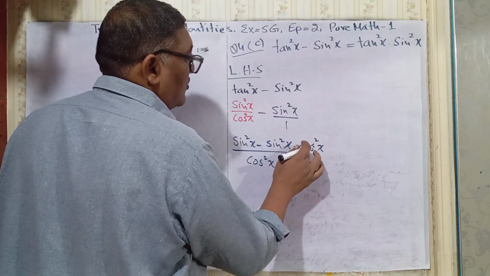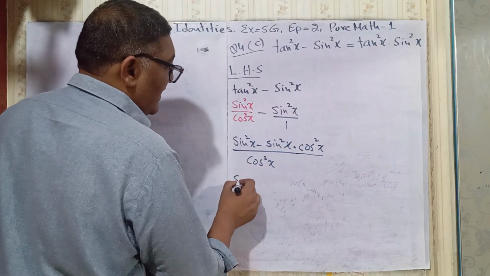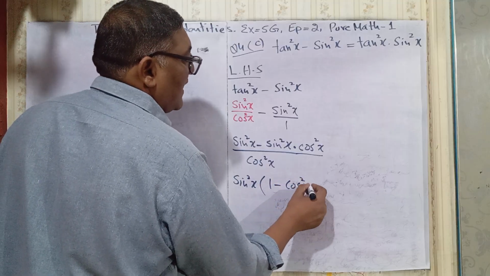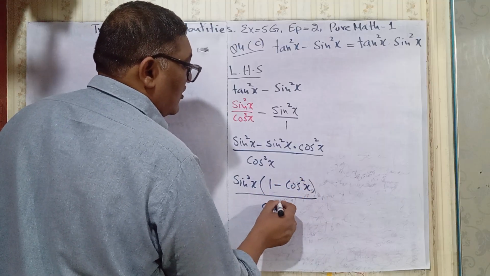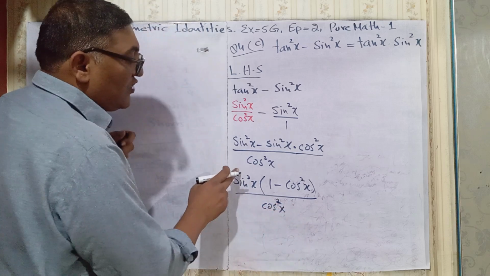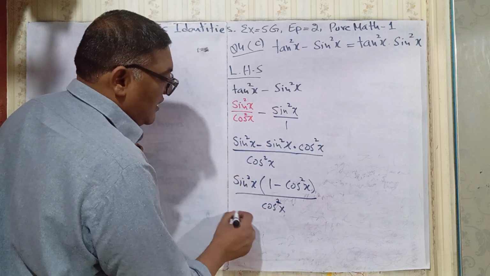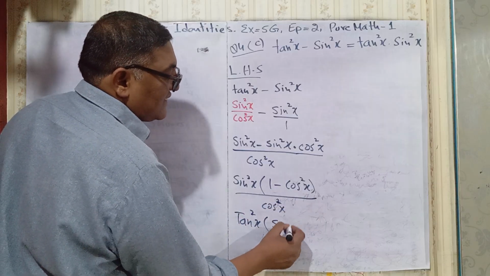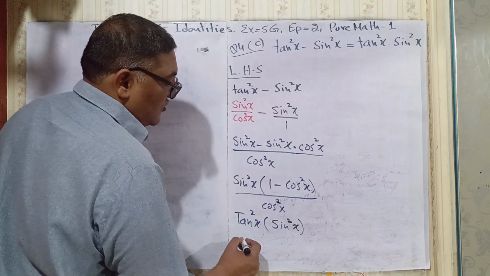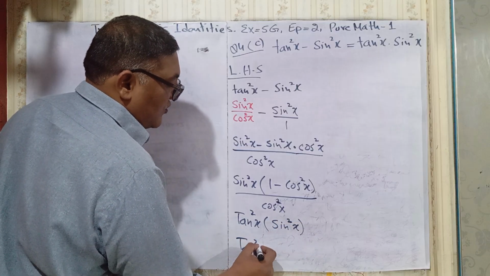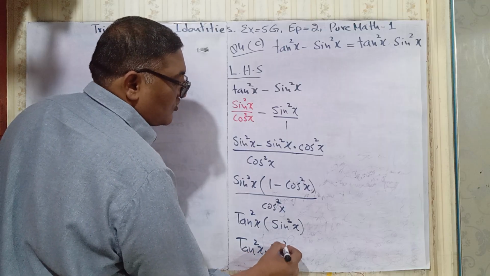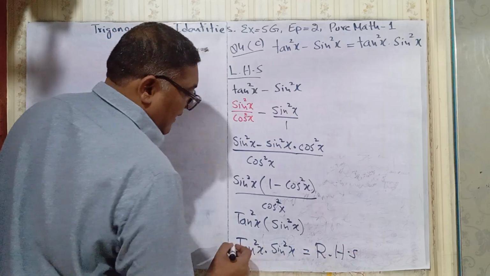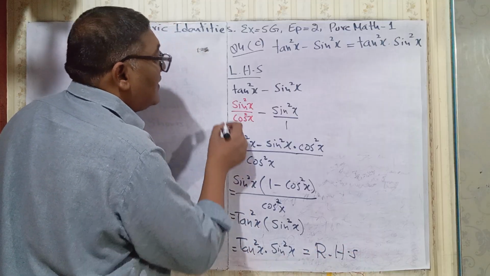Okay. So you can take sine square x common from the top. In the bracket, you will have 1 minus cos square x. In the denominator, you will have cos square x. You know the sine square x by cos square x, that will be equal to the tan square x, bracket 1 minus cos square x, that is equal to the sine square x. So you will have tan square x into the sine square x, which is equal to the right hand side. So this is how this is done.